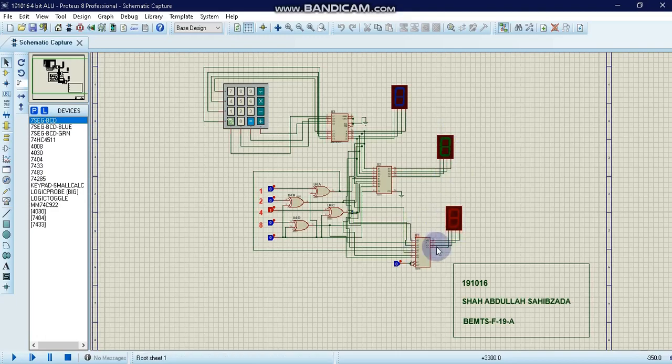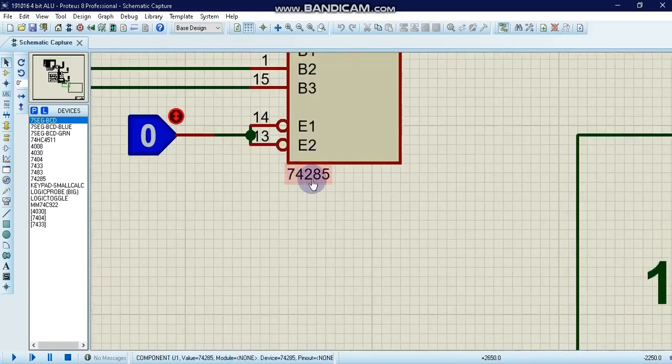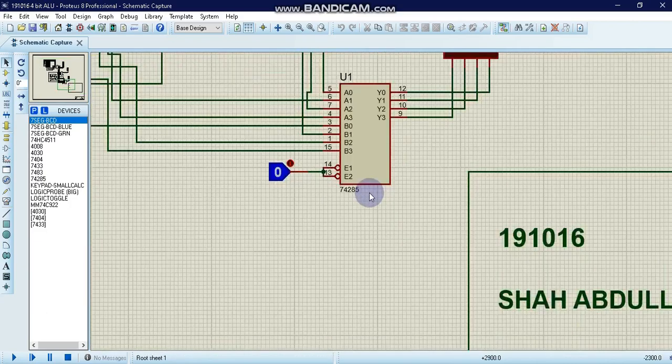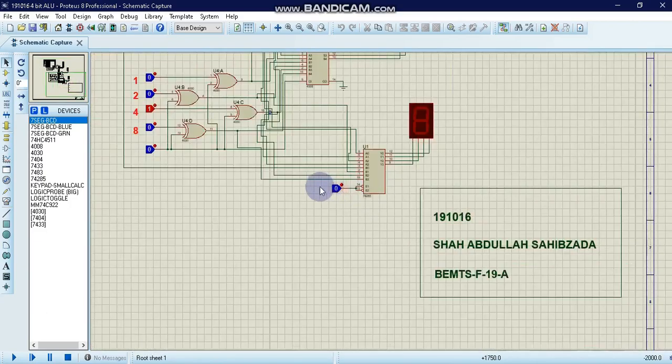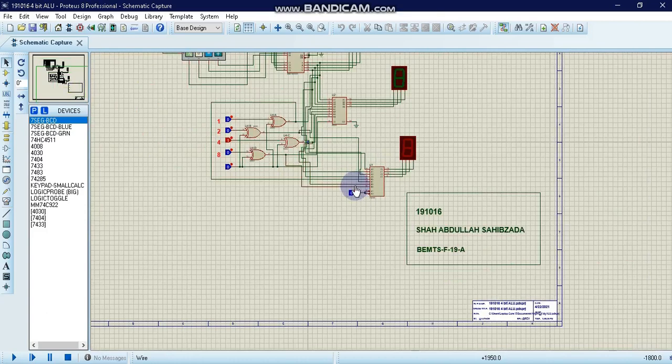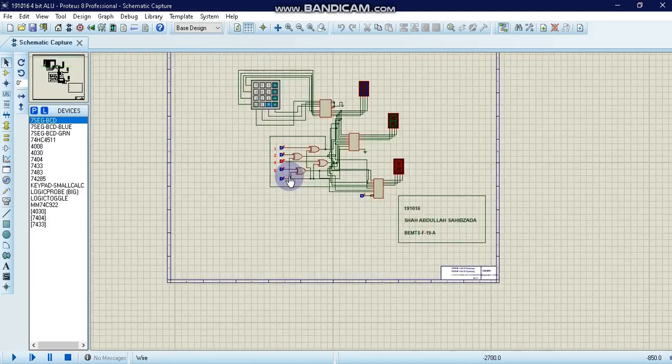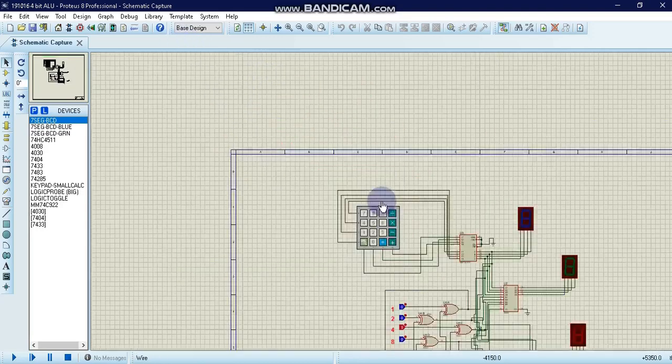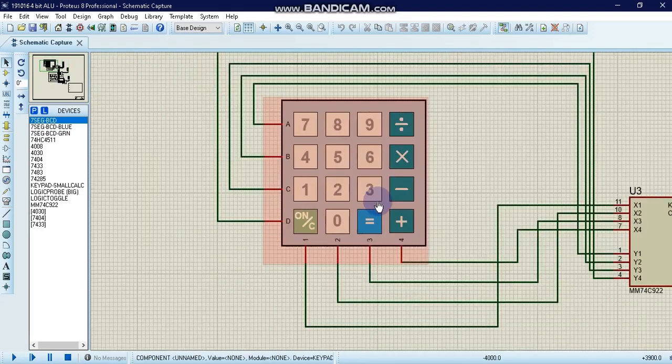And for the multiplication, we used the IC 74285. There is no such IC for 4-bit divider, so we will leave the division part here. So first we shall discuss about the keypad, that how this keypad works in this situation.